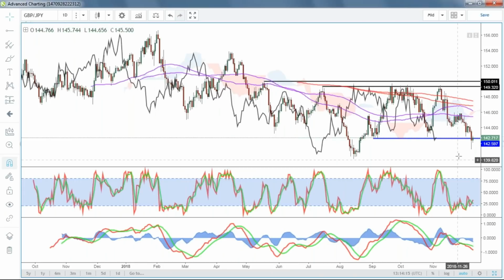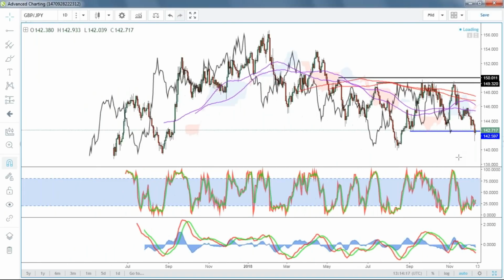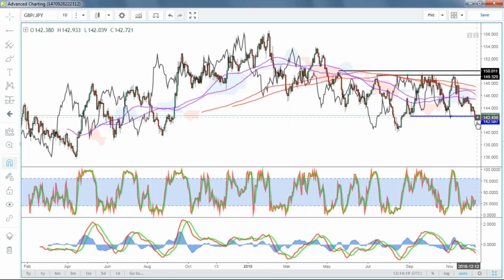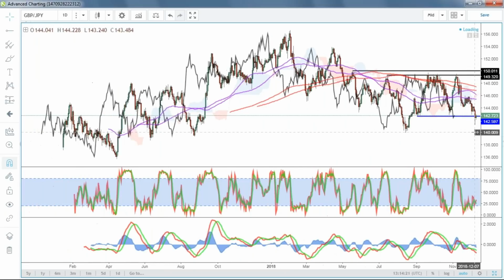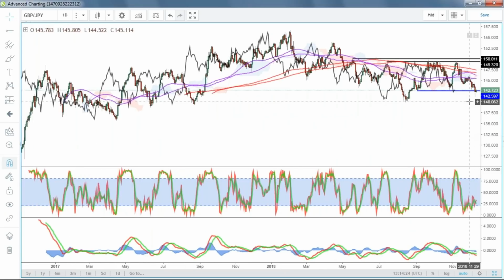Unless we get a breakthrough of 140, though, I'm not overly going to. Well, I mean, we may be bearish here into 140, but I think 140 could be an important technical support zone here for this particular pair.